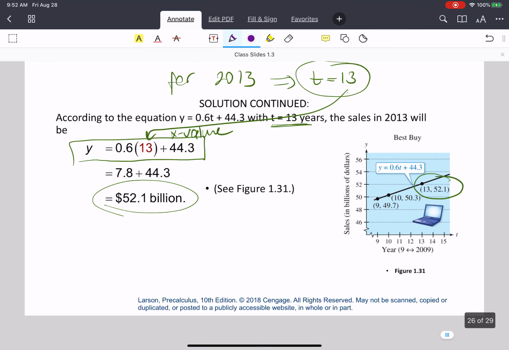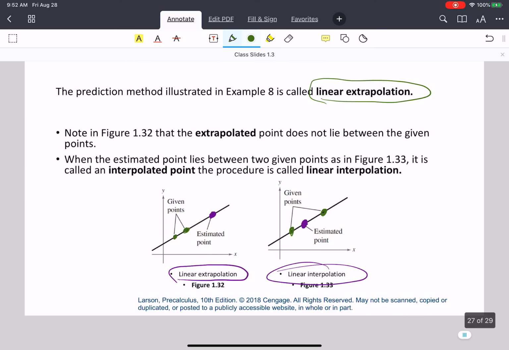So in the example we did, you realize we were given 9, 49.7 and 10, 50.3, but what we did is estimate another point which doesn't lie between those two. So this is linear extrapolation. This is what we call linear extrapolation.